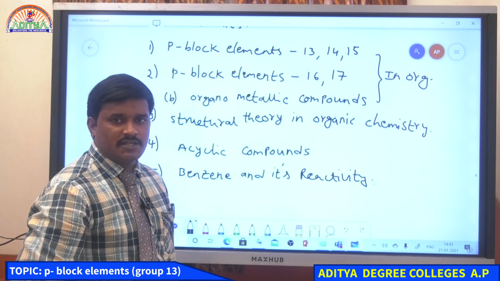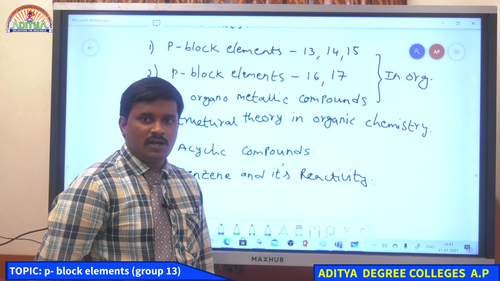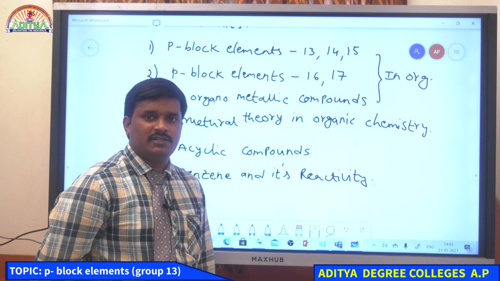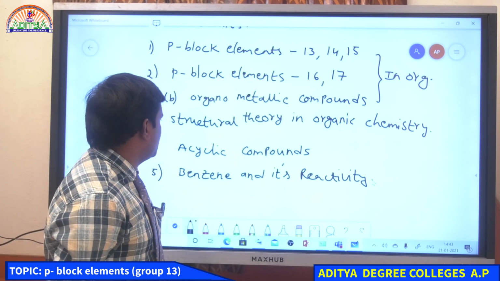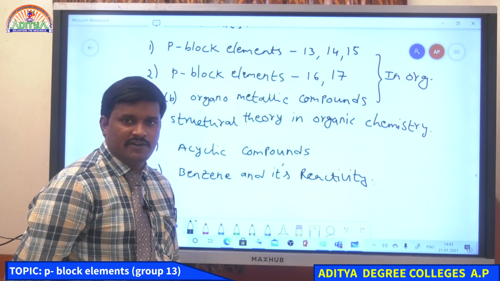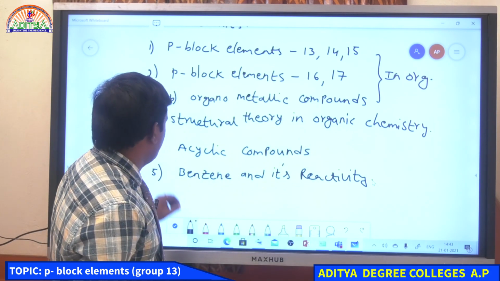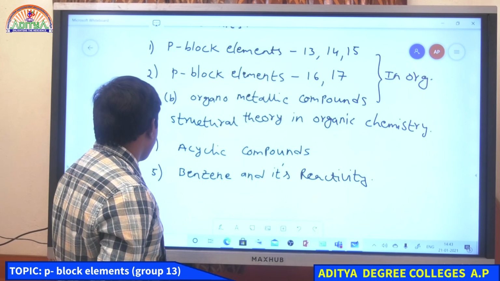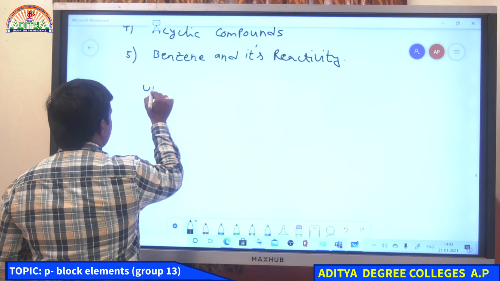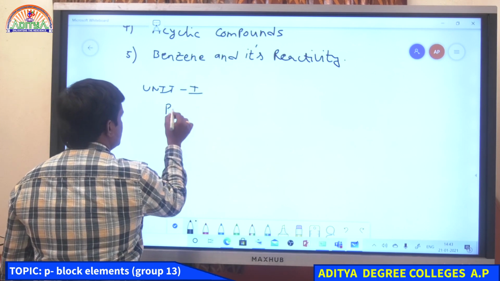So these are the total units in your first semester syllabus. First unit is P block elements, second unit is P block elements as well as organometallic compounds, third unit is structural theory in organic chemistry, fourth one is acyclic compounds, and fifth unit is benzene and its reactivity. So today I am going to explain the first unit in your syllabus, that is P block elements.